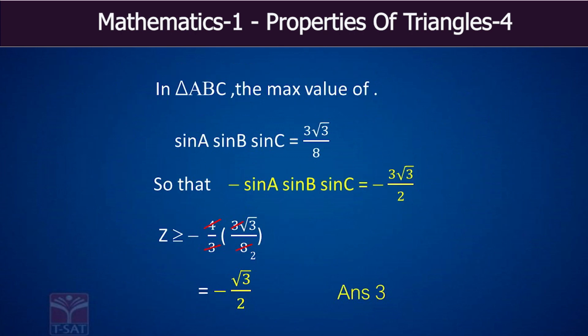In triangle ABC, the maximum value of sin A sin B sin C is 3 root 3 by 8. The maximum value will be obtained when the triangle is equilateral. So, therefore, it is greater than or equal to minus 4 by 3 into 3 root 3 by 8, which is equal to minus 3 root 3 by 2. So the correct option is number 3.